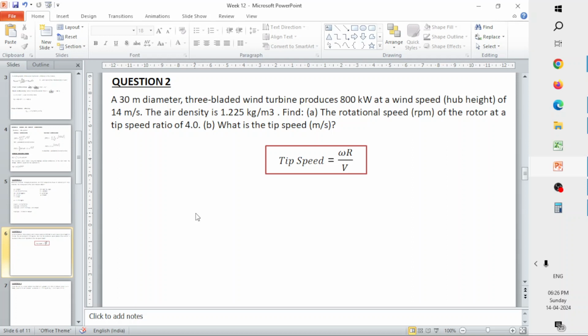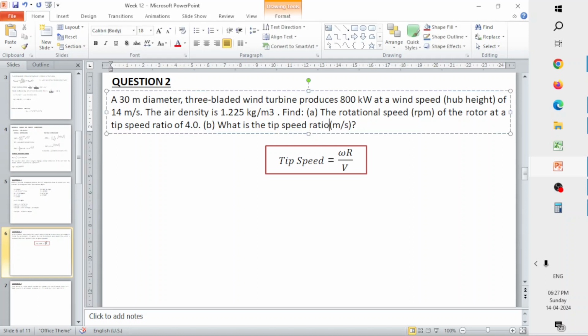So how to solve this? Omega R by, that is tip speed. R, so you have to take that; 30 meter is the diameter, and R here is the radius.